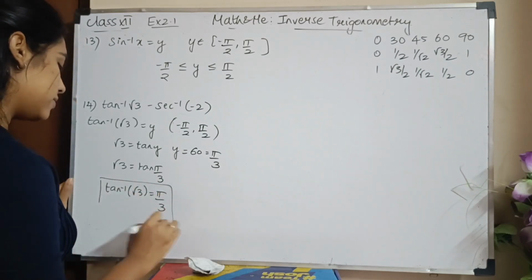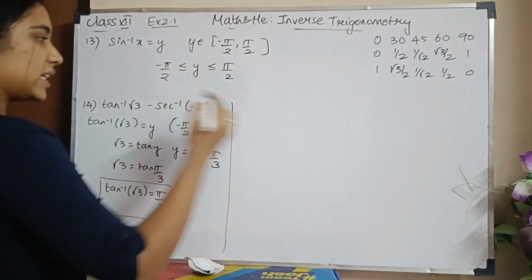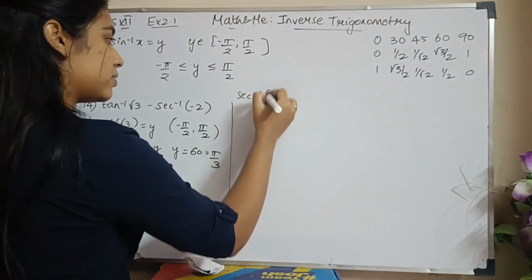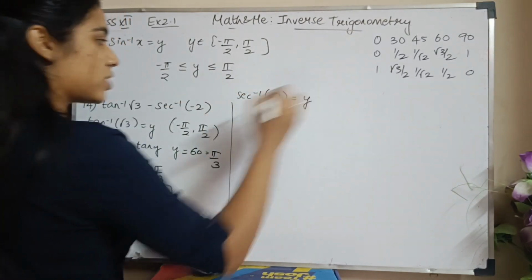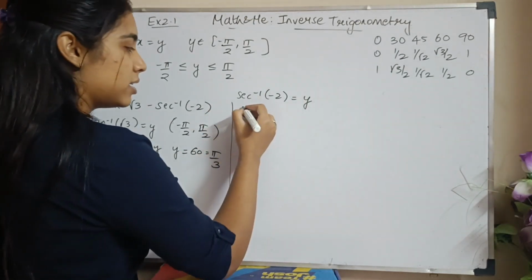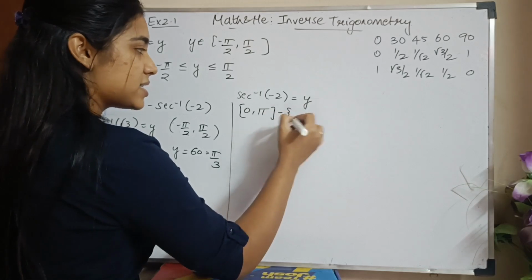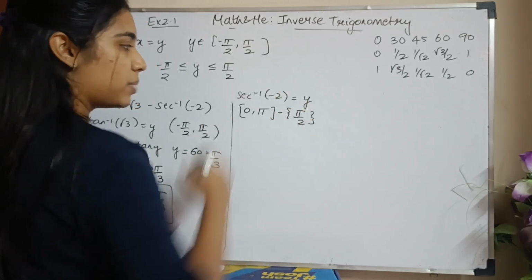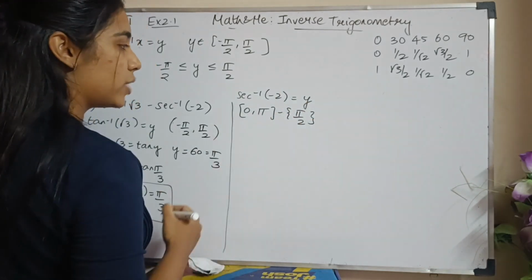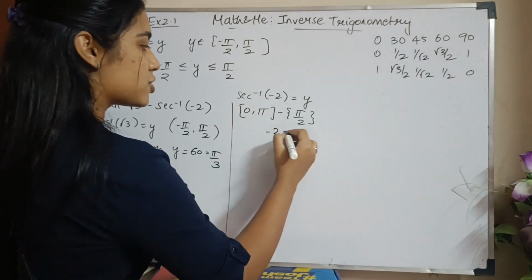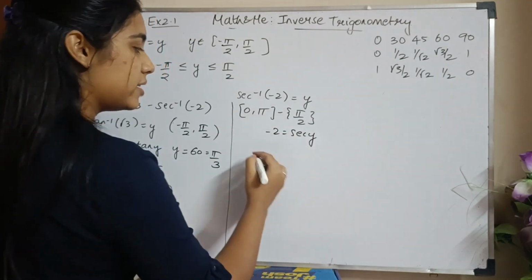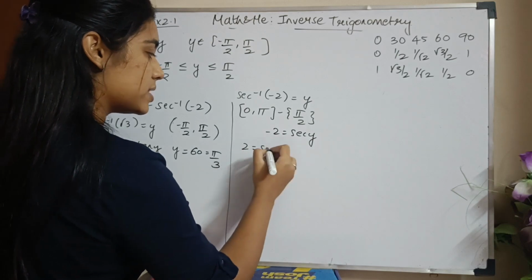So this is my first step. Second step, secant. So I need secant inverse of minus 2. This I am going to write as y. Secant's domain will be 0 to pi, including 0 and pi, minus pi by 2. Correct? Cos value cannot be pi by 2, so excluding pi by 2. So I'll write minus 2 equals secant y. For calculation, I'll write 2 equals secant y.